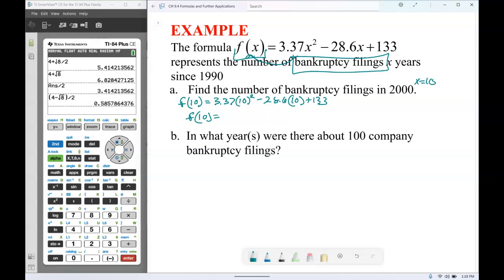The number of bankruptcy filings in the year 2000? Double check that. You're close.